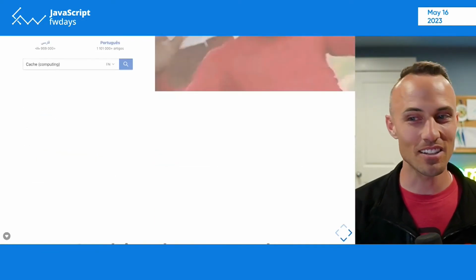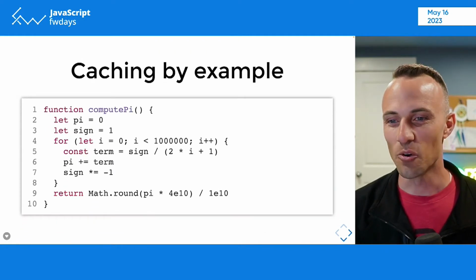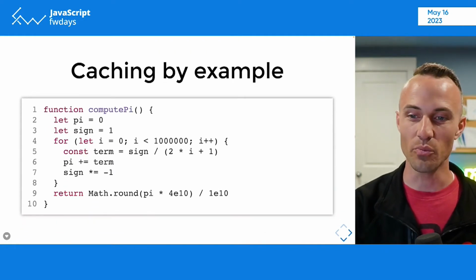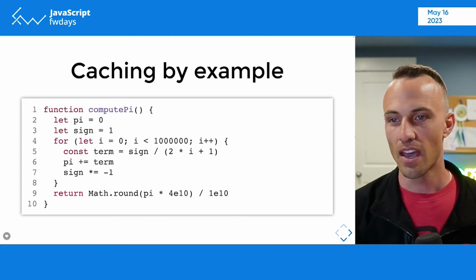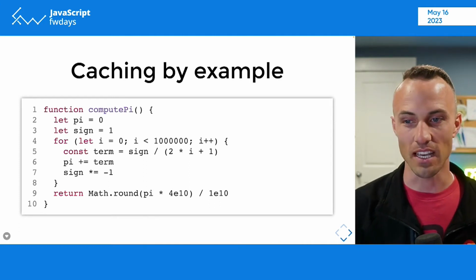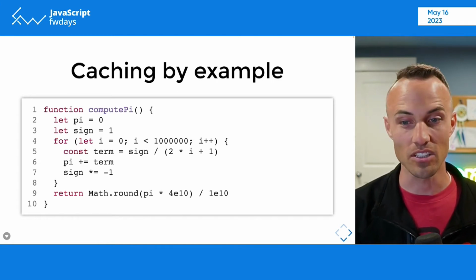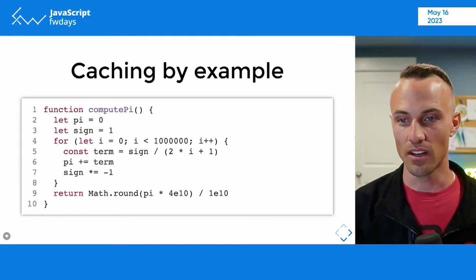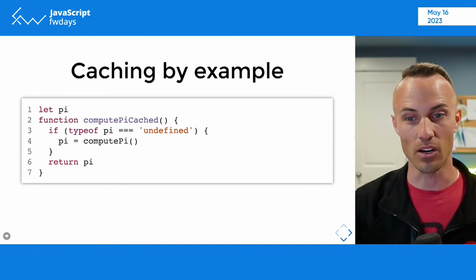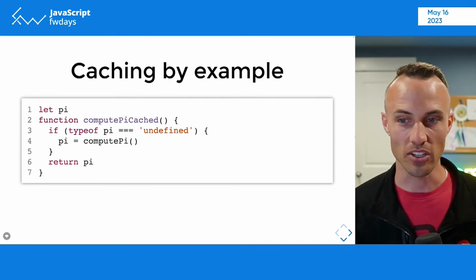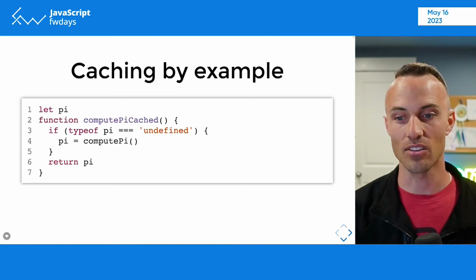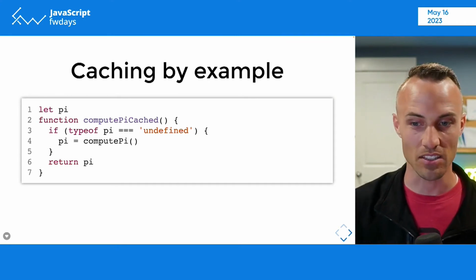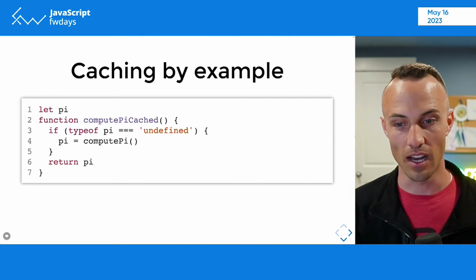No thanks. Let's look at an example instead. So I've got this function here called computePi, which computes pi out to 10 decimal places. And if I wanted to cache this, because this is a relatively slow operation, then I would make a variable called pi, and then I'd make a function called computePiCached. If pi has not been assigned yet, then I will call computePi and assign it to pi. And now I can return pi.